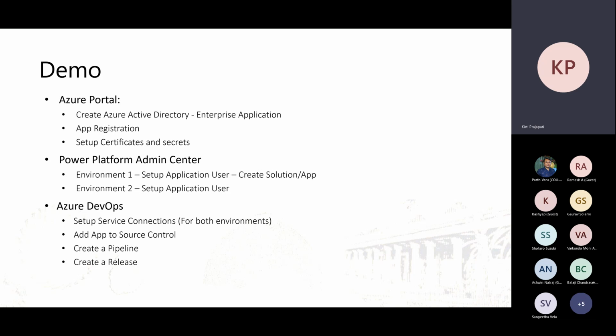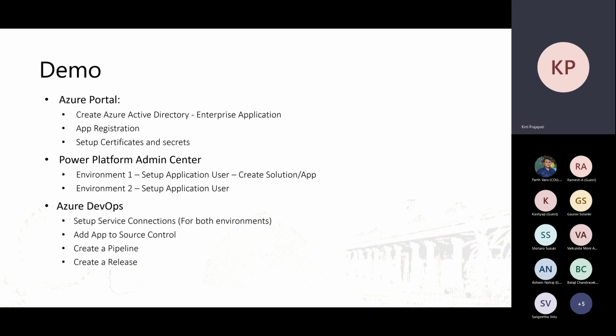So in this demo, I will use two environments. Environment one will be my default environment. That is my source, where we will create the application user and create one solution along with the Power Apps. And then environment two is my trial environment, where we will create only the application user, and we will move the solution from environment one to environment two using Azure DevOps.